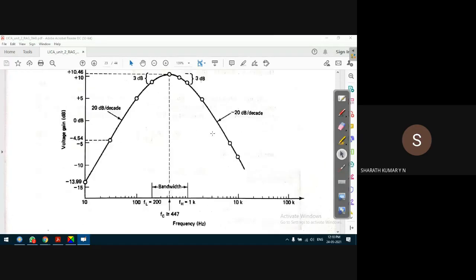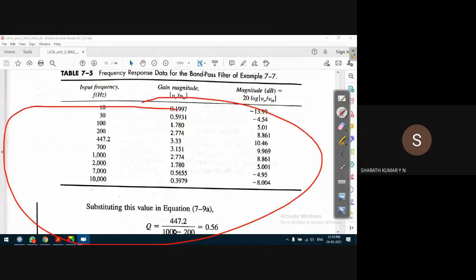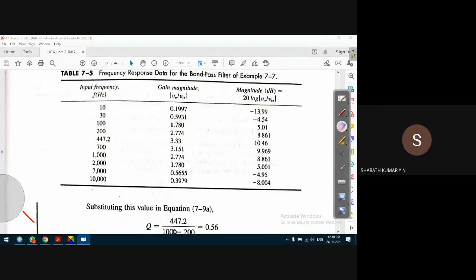This is the frequency response plot. From these values, the plot is obtained. It is shown like this, since it's a wide band pass filter.